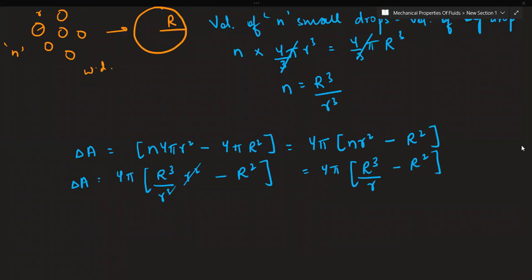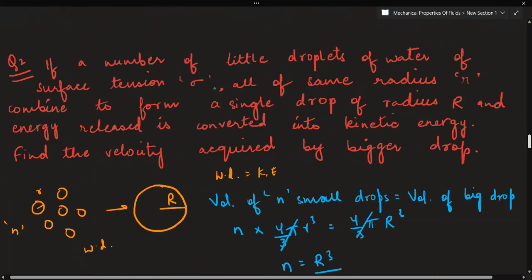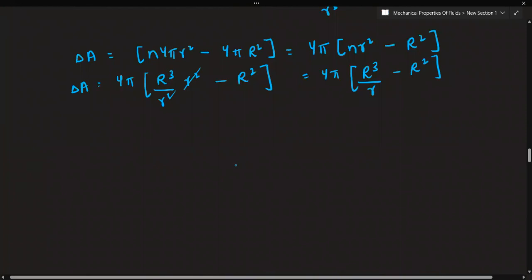Surface tension has already been given to us. Not the numerical value, but it has said that sigma is the surface tension. So now we have surface tension, we have change in area. We can easily get the work done. What is the work done? Work done is surface tension multiplied by the change in area. So surface tension is sigma and the change in area is 4 pi R cube by small r minus r square. So this gives us work done.